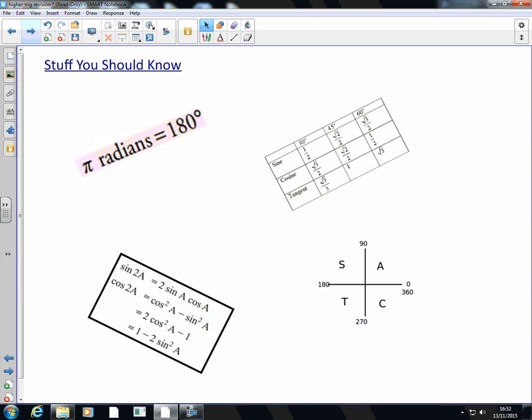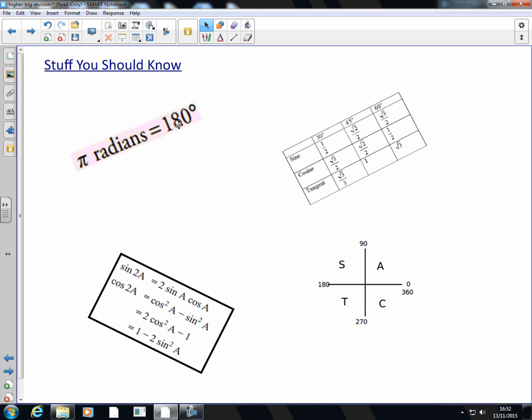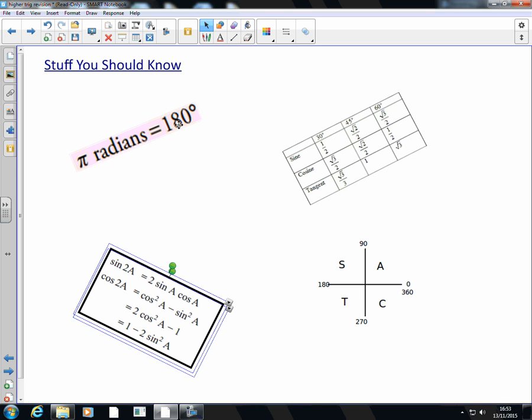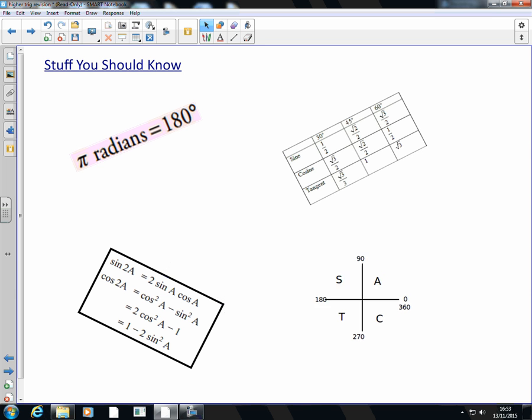I want you to understand and know how to use and work with radians. I want you to have a good understanding and knowledge of your exact values. If you need to look them up at the minute, that's fine. Obviously, you've got a long time to do that, but you do have to be aware of them. I want you to know your double angle formulas, so you understand and can substitute in. And I really need you to have a good understanding of how to use the CAST diagram and how to solve simple trig equations like you would have at National 5.